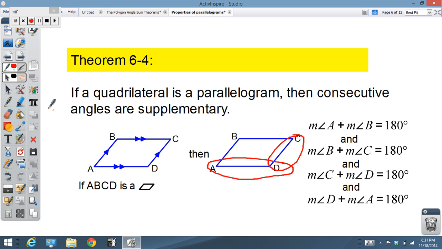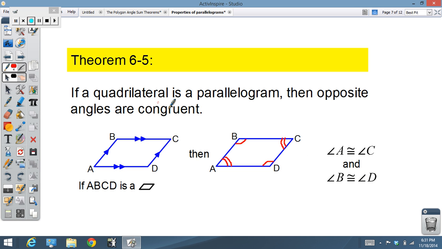By the way, when you prove that, we're going to want you thinking about those same side interior angle relationships. Parallel lines cut by a transversal, same side interior angles have to add up to 180. Theorem 6.5. If a quadrilateral is a parallelogram, then opposite angles have to be congruent. If it's a parallelogram, A and C are congruent, so are B and D. Opposite angles must be congruent.